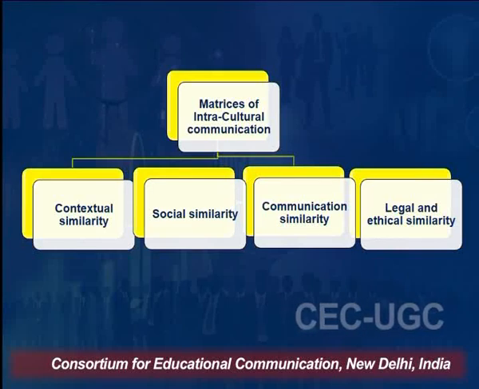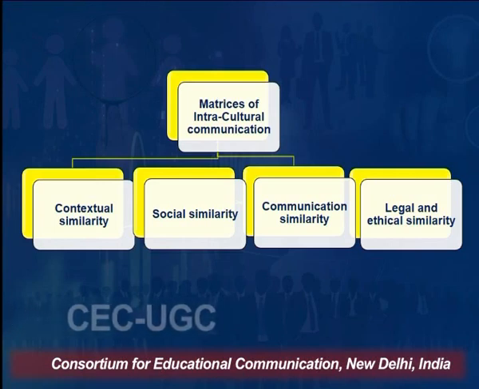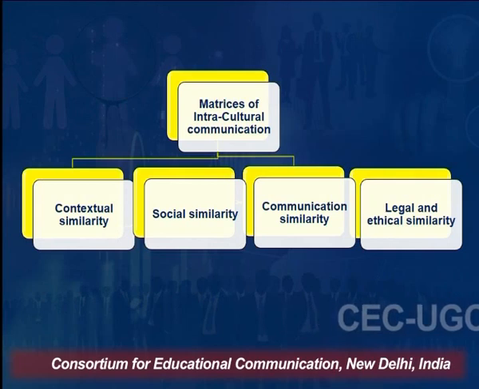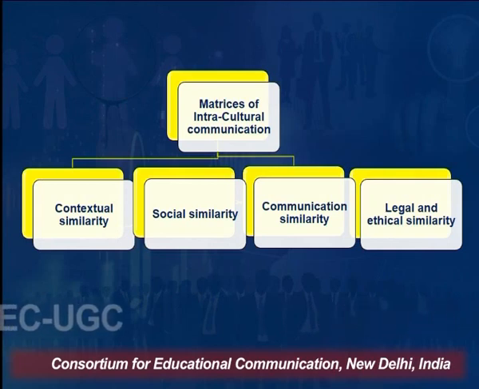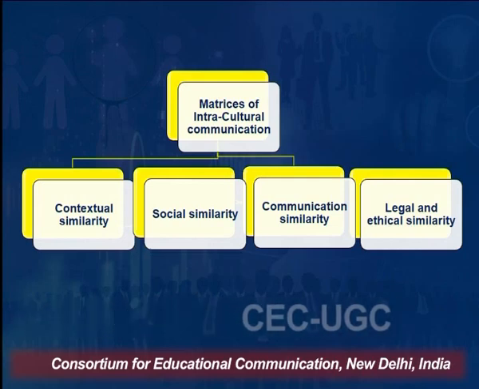So there are 4 matrices to intracultural communication. The first one is contextual similarity, then we have social similarity, then the third one we have communication similarity, and the 4th one we have legal and ethical similarity. So let's take them one by one. It's an important topic for that matter.